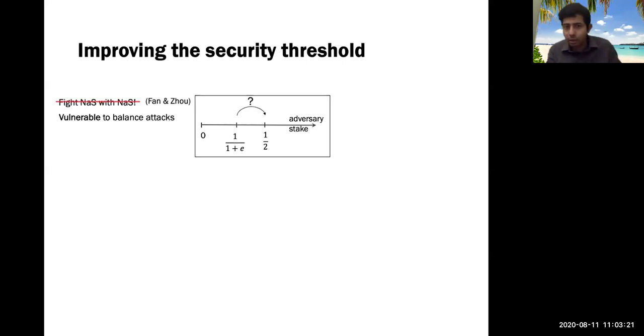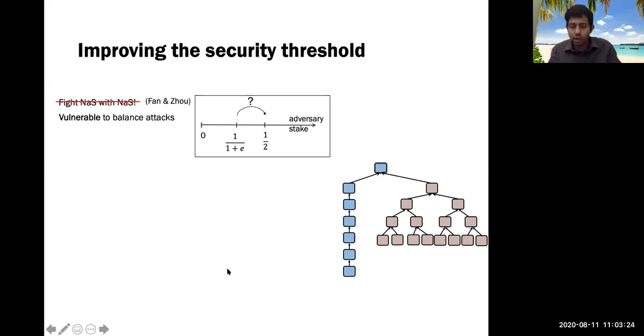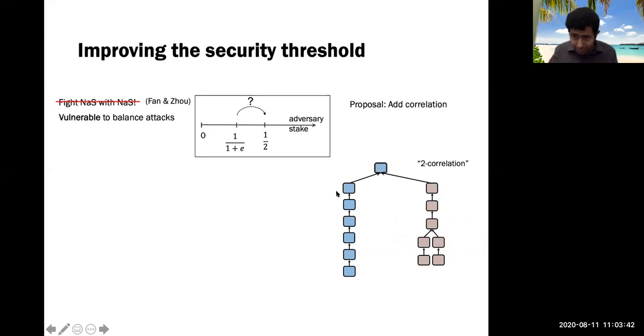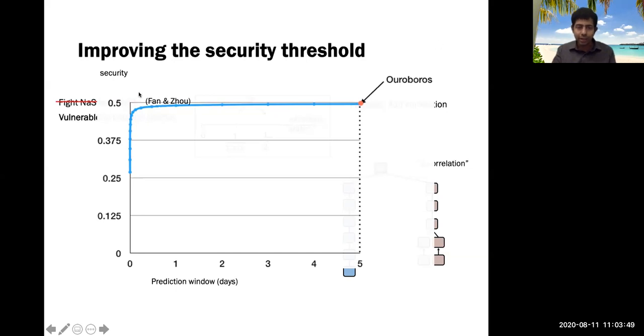But we have a different version of the protocol which we call k-correlation, where instead of updating the randomness at each block, you update the randomness every 2 blocks or every 3 blocks and so on. And we can calculate exactly what the security threshold of these protocols is. The branching factor reduces as you increase the correlation, and we can show that the threshold will approach 0.5 as you increase the prediction window. This is much better: already at 10 or 20 blocks, you will get like 0.4 security. Much better than what Ouroboros is designed for.